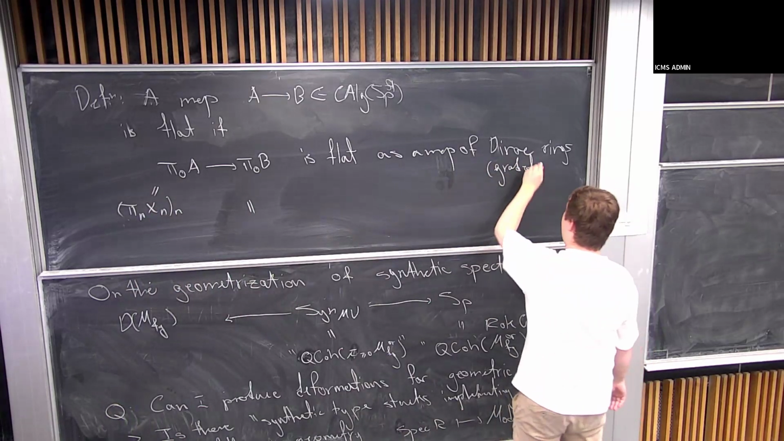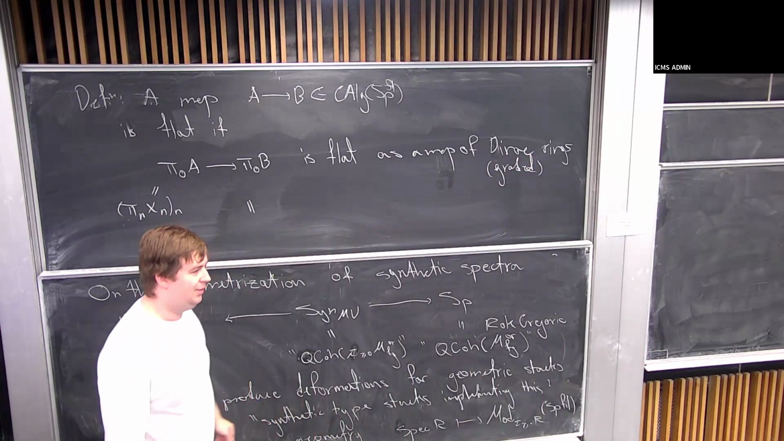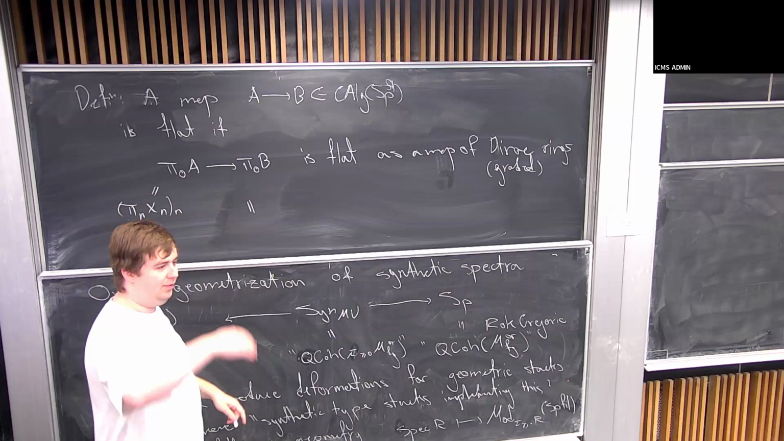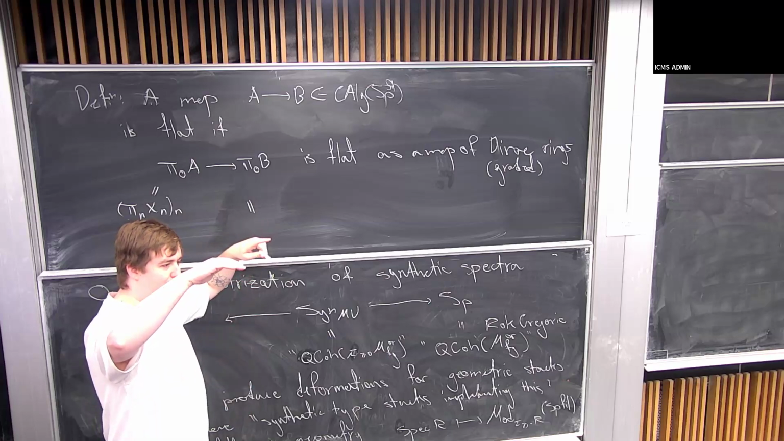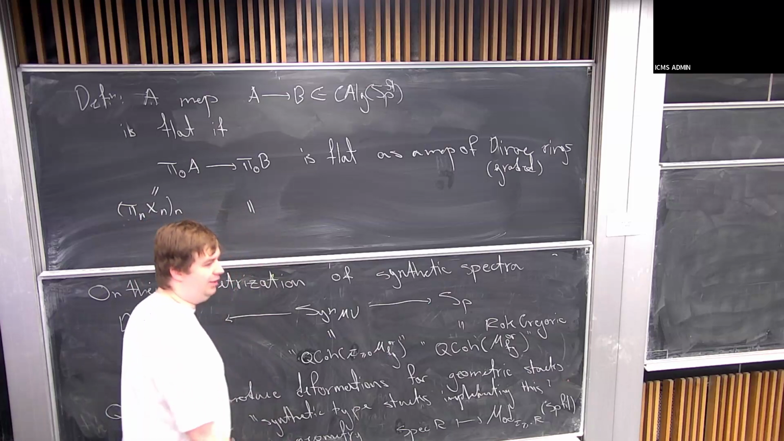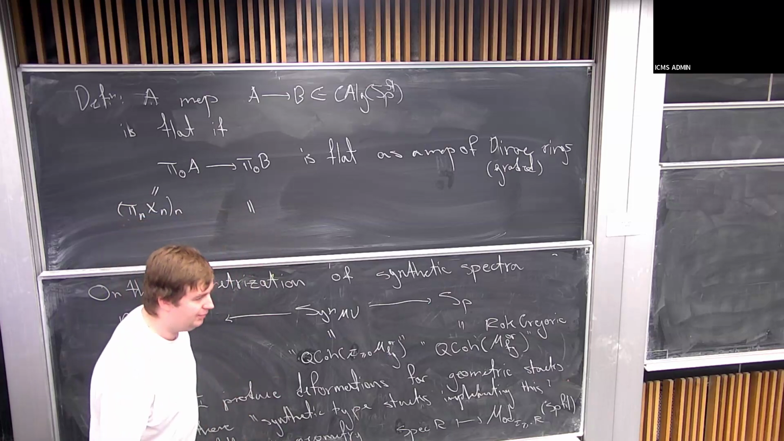Is that the same thing as just flat in each degree? No. First of all, the nth graded piece is not necessarily a module over the nth graded piece, there's no ring structure. But roughly, you should think there's a graded tensor product, and it's saying that this is exact.